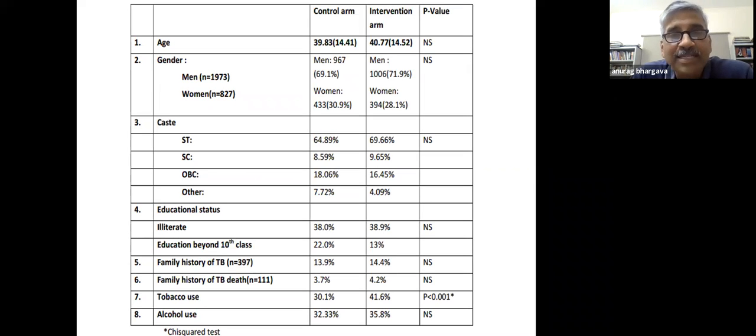And if we look at the baseline characteristics, we have a relatively young population in our trial, with again a preponderance of males. The striking thing is the high proportion of patients who are from the indigenous population of scheduled tribes. They are more than 2/3. A high percentage are illiterate. Family history of TB and TB deaths is also not uncommon, and tobacco use and alcohol use is also common.